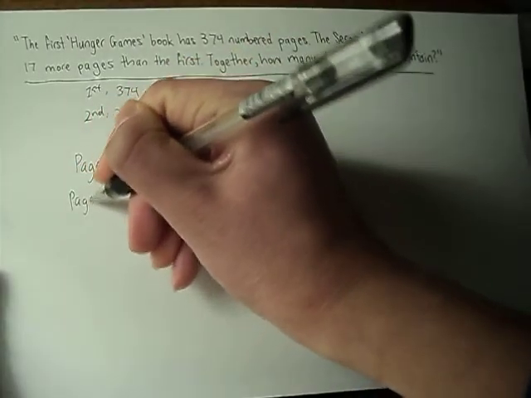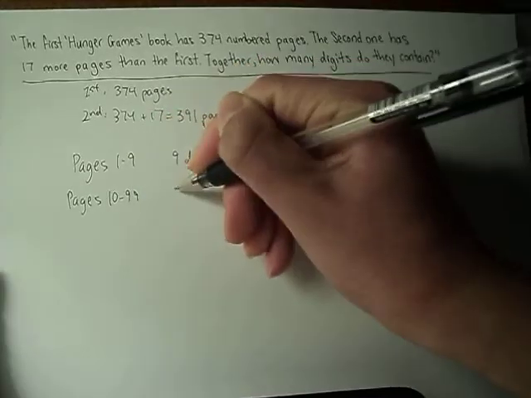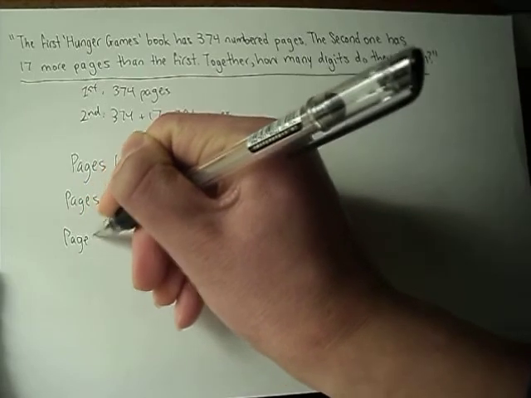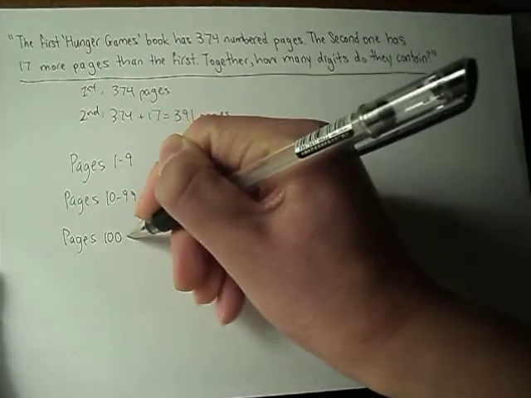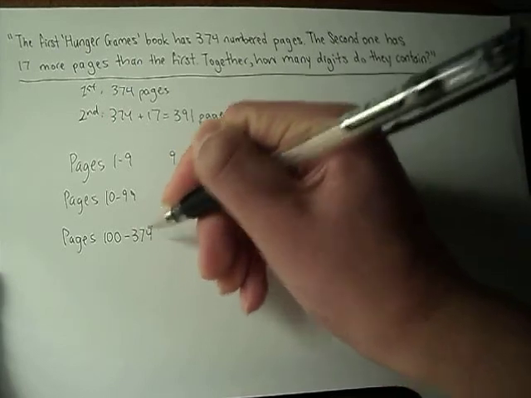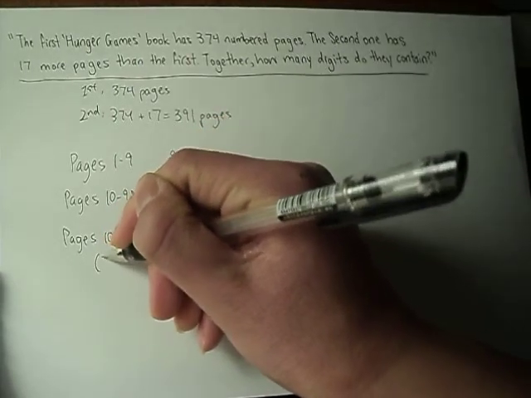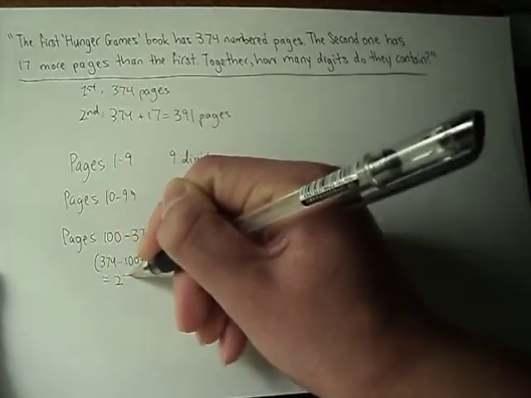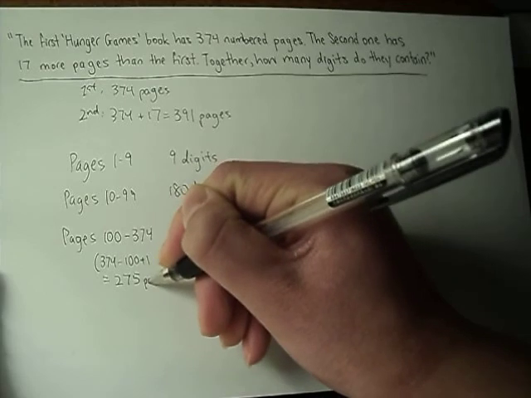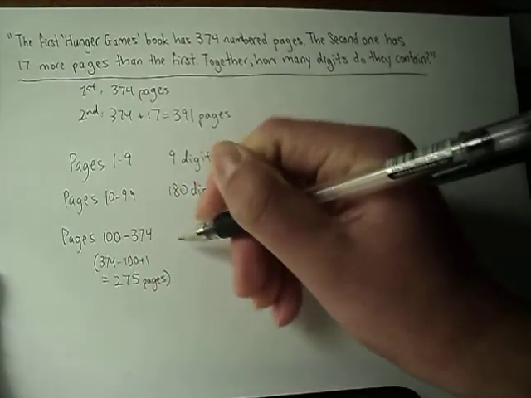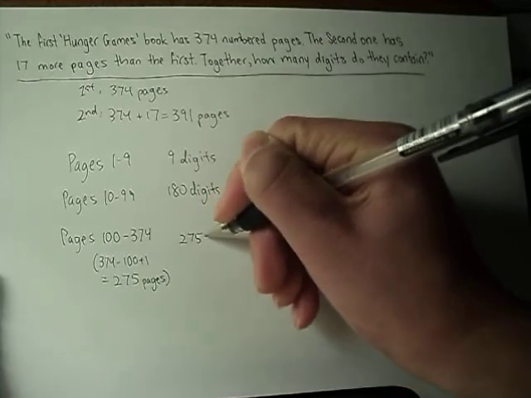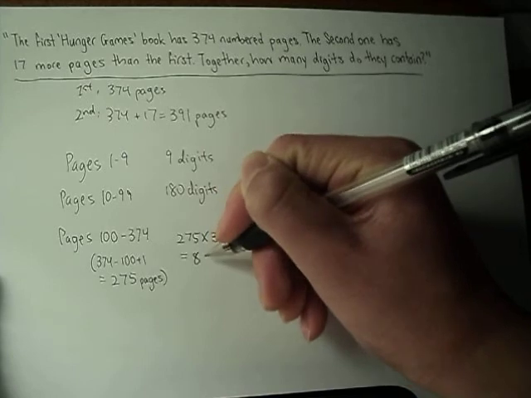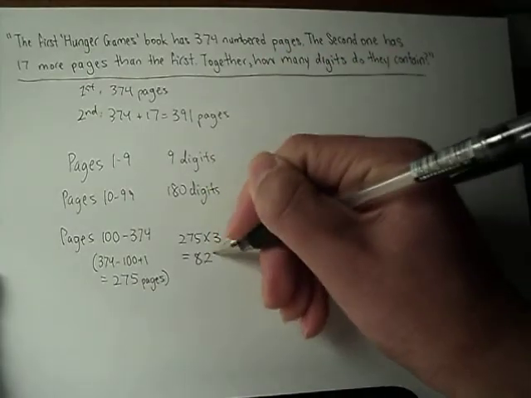Pages 10 to 99 would have 180 digits. Now pages 100 to 374, this would be 374 minus 100 plus 1, which is equal to 275 3-digit page numbers. So 275 times 3 gives us 825 digits.